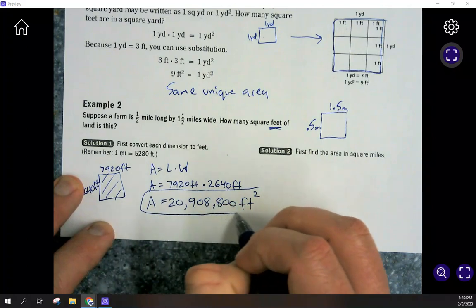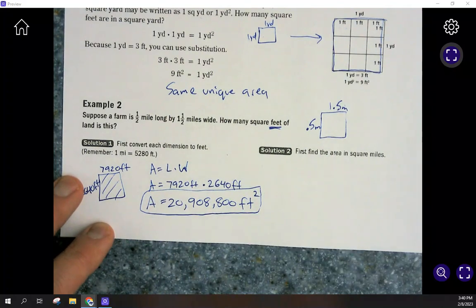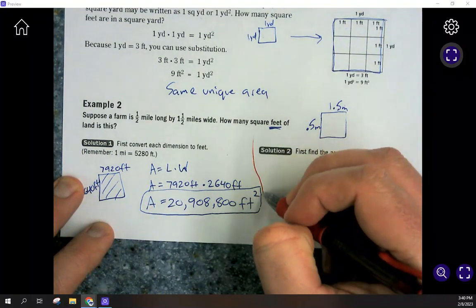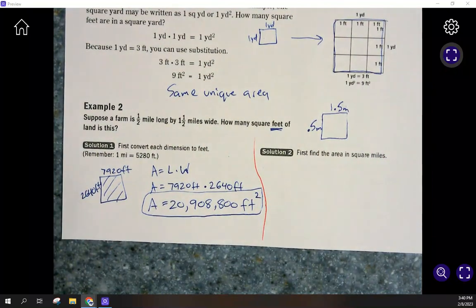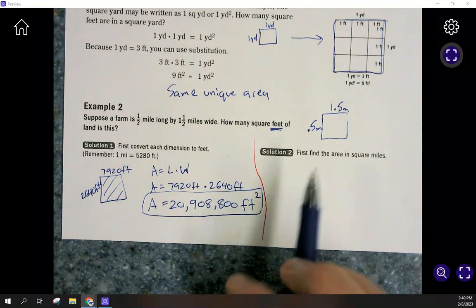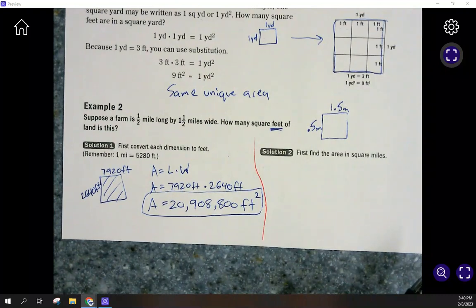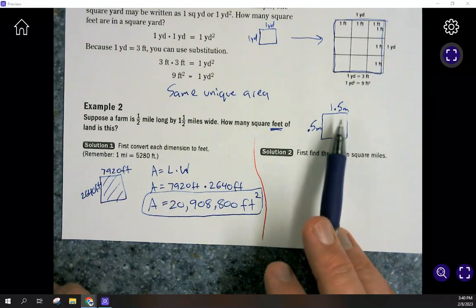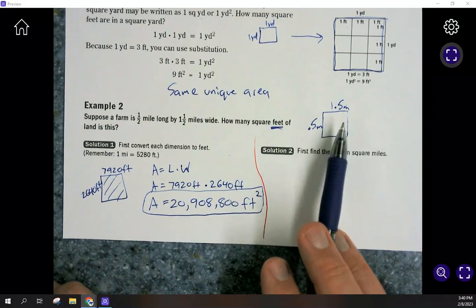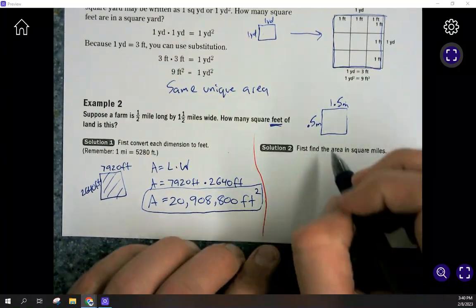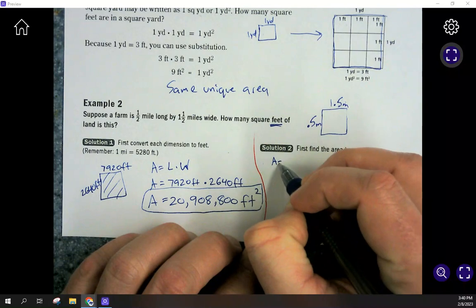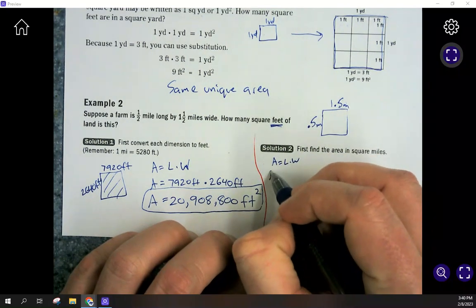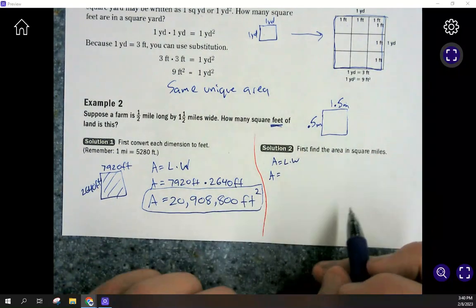And I think that's the easier way to do this, but we will look at a different strategy that may make more sense to you, but I do think this is the easier way to do it. Convert it first, and then just go ahead and find the area like you normally would. Now let's say you're going to find the area in square miles first, because you could figure out how many square miles this is. So area equals length times width. We're just going to do it in square miles, and then we'll convert it to square feet.